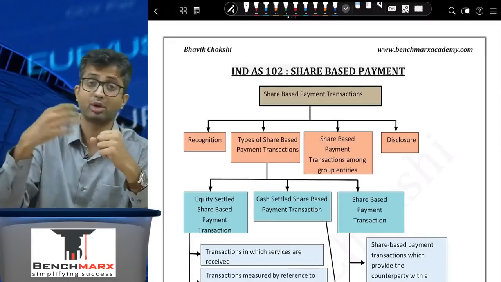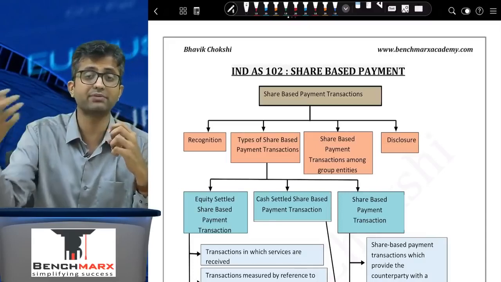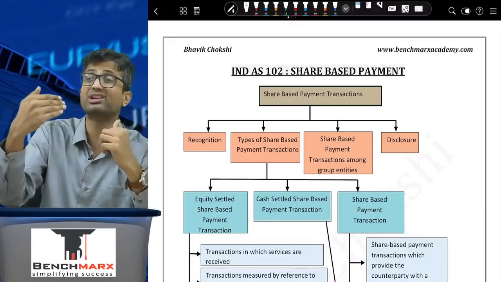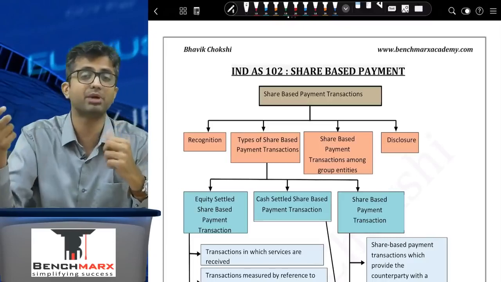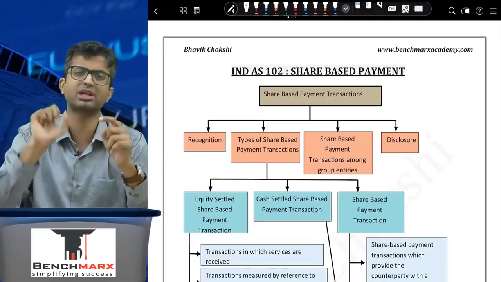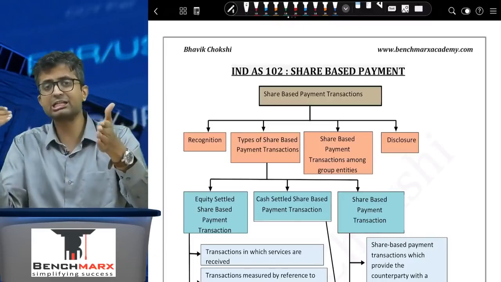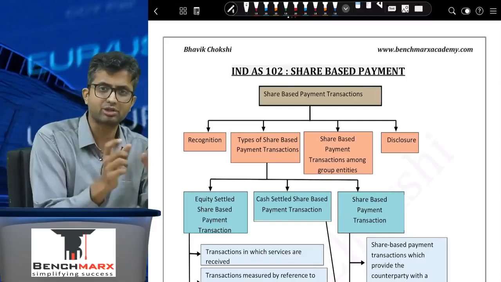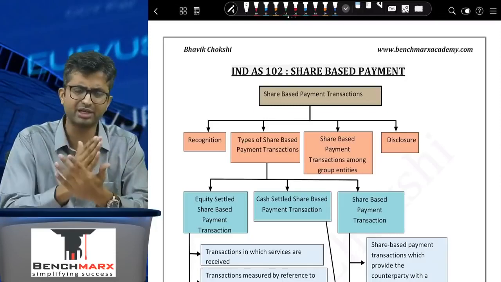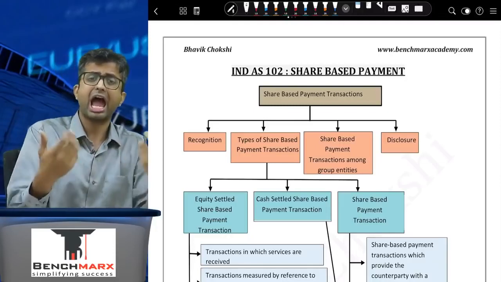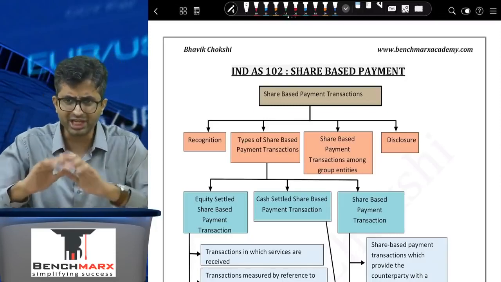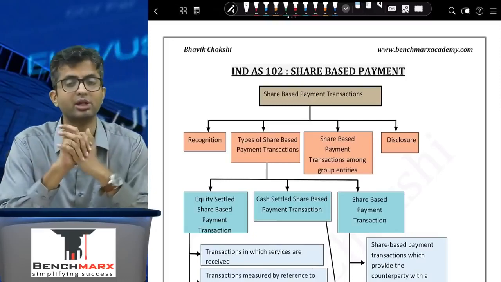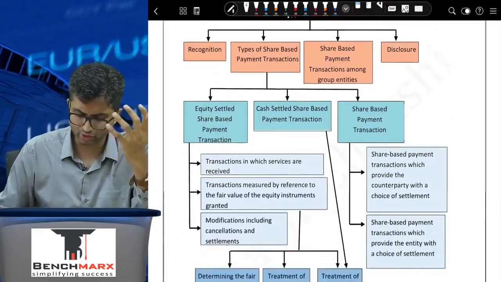Some special cases like modification. In case there's a modification in the exercise price, in which case you treat it as a new plan, find the incremental fair value if positive and spread it over the remaining vesting period. In case it is a cancellation, then you treat it as acceleration of vesting. You consider as if the plan is vested, record the entire expenses, and then adjust the SBP reserve against the fair value of the cash settlement. Okay, so this is on share based payment.